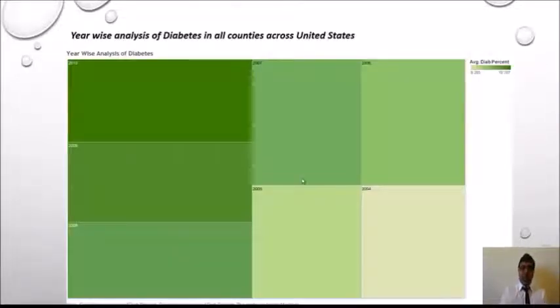Now this is year-wise analysis of diabetes in all counties across the United States. We see a pattern where, as we go from 2004 to 2010, there is an increase in the number of people diagnosed with diabetes at a county level. So it is really important to understand that there is no decrease in the trend. There should be some serious steps taken by the government.